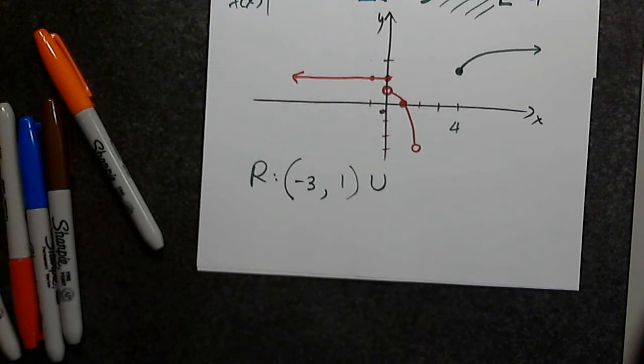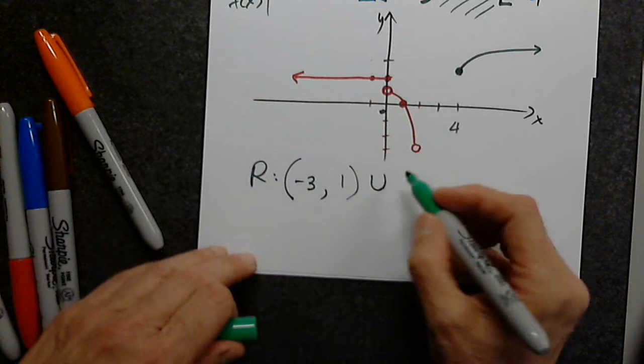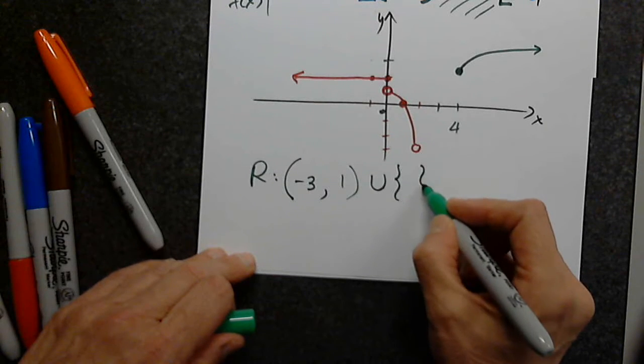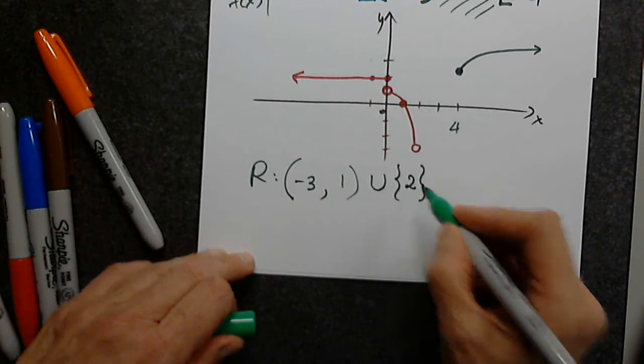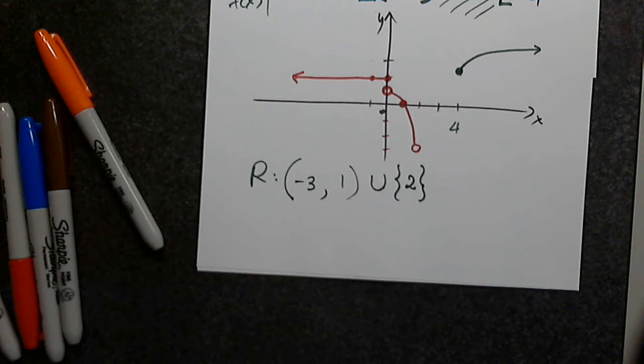union, it cannot be a bracket because it's just one value. I cannot put a bracket or a parenthesis. If it's just one value or two values, finite, in other words, I can count them. I cannot count the values between 4 and 19 and 11. Right? But here I can count. It's just 2. If I can count them, it has to be with braces.